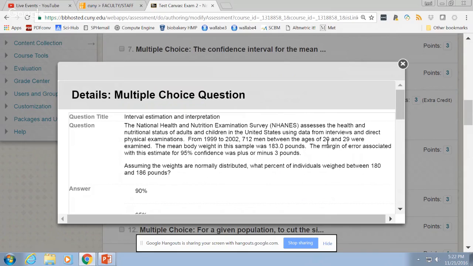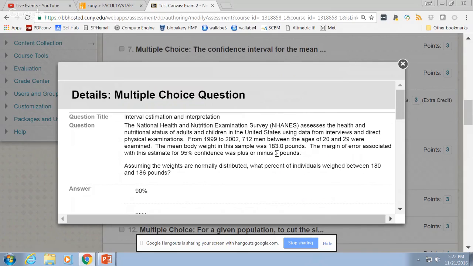The margin of error is our confidence interval around the mean body weight, but it doesn't tell us anything about the variability of individuals. This would be the variability of samples under the central limit theorem. So if you want to talk about the percentage of individuals in here, you have to take this 3 pounds. If you divide that by 1.96, you'll get the standard error. So that's going to be somewhere around 1.5 pounds.